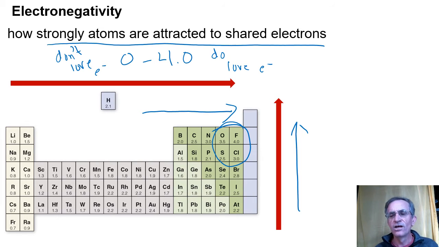We're going to use this fact to figure out, when electrons are being shared between atoms, who likes them more. Whoever likes them more is where the electrons are going to gravitate. They're going to move towards the atom that likes them more. With that, let's talk about these different kinds of bonds. Let me flip over and we'll look at a little chart.